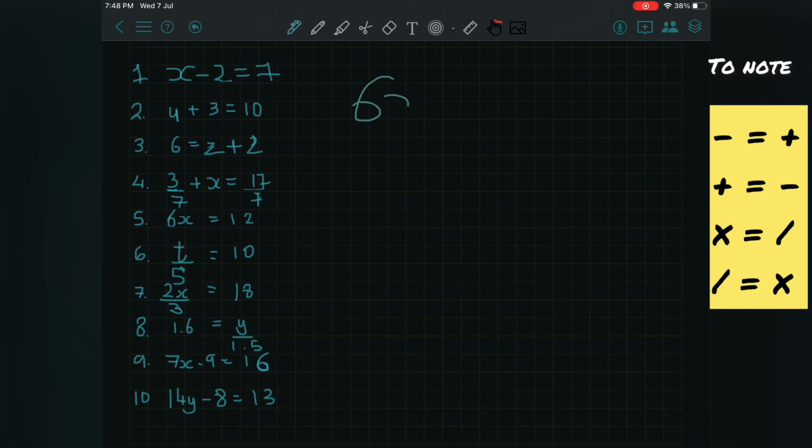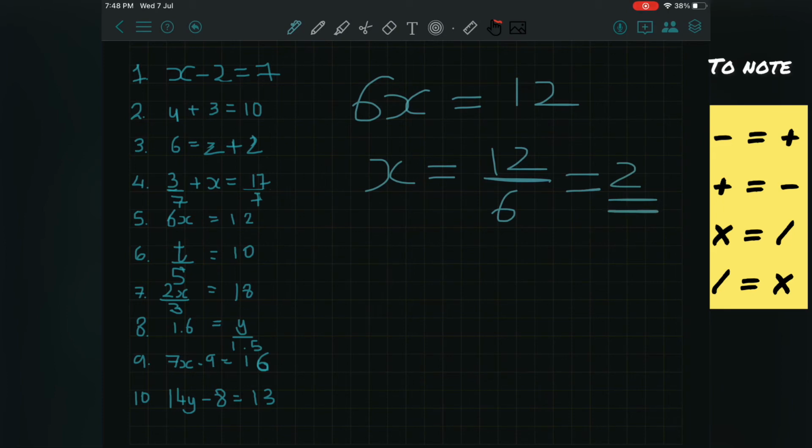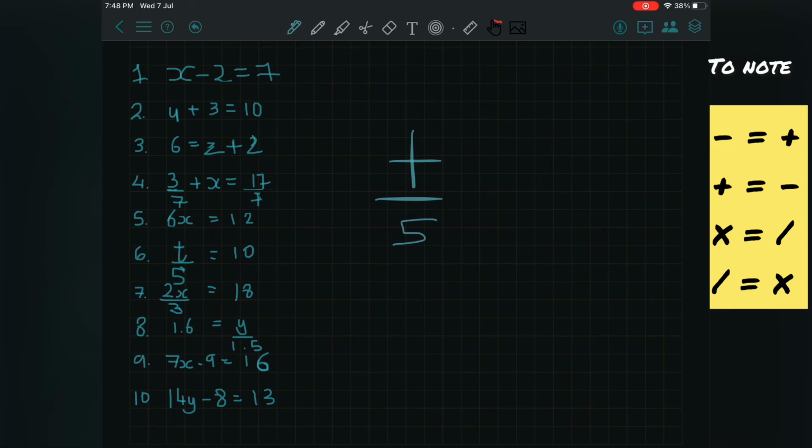So we have the next question here. It's a very simple question. 6x is equal to 12. I think we all know the answer, but let's just satisfy the textbook's needs. Yep, there's the answer.